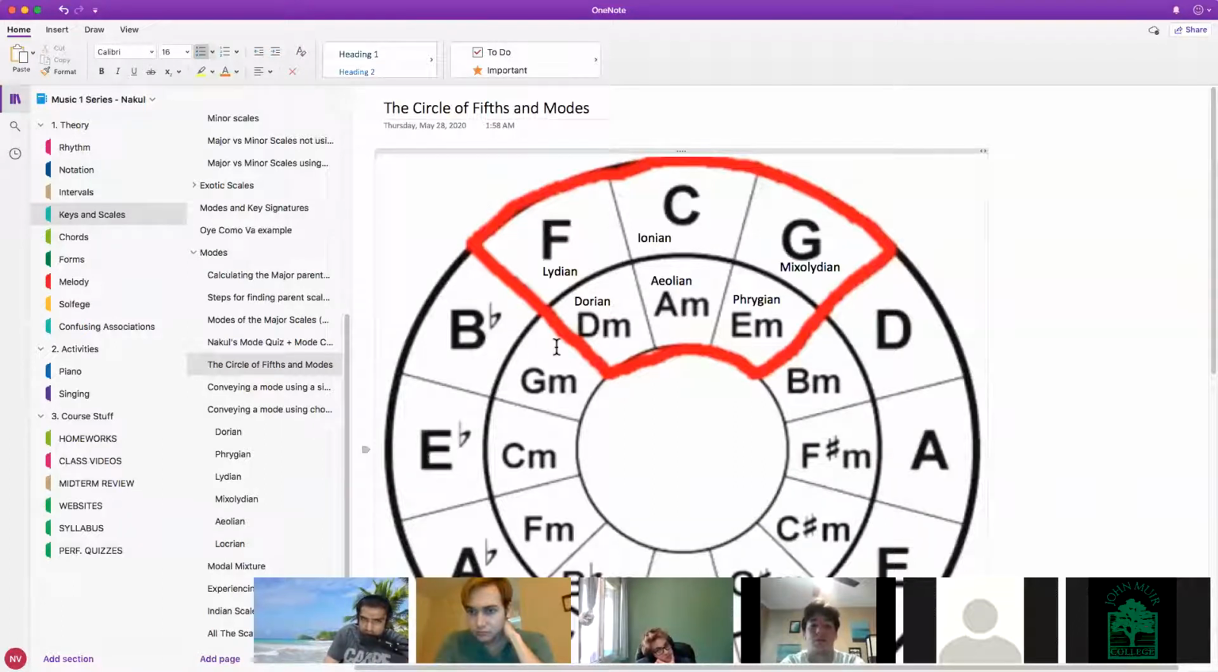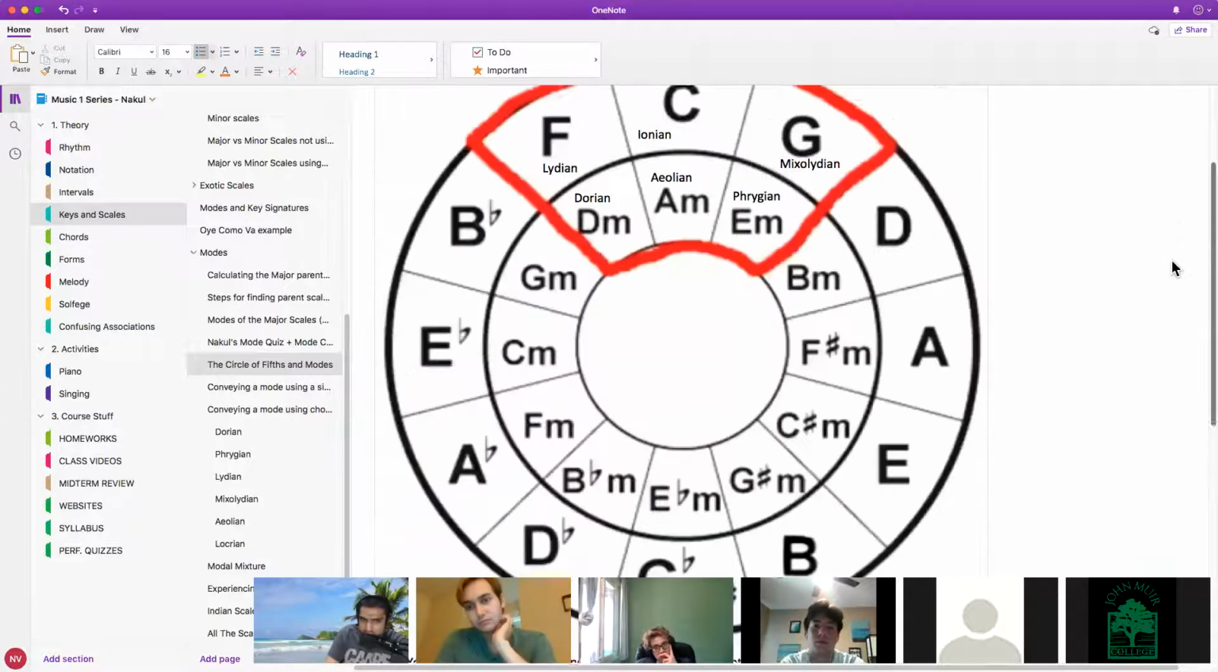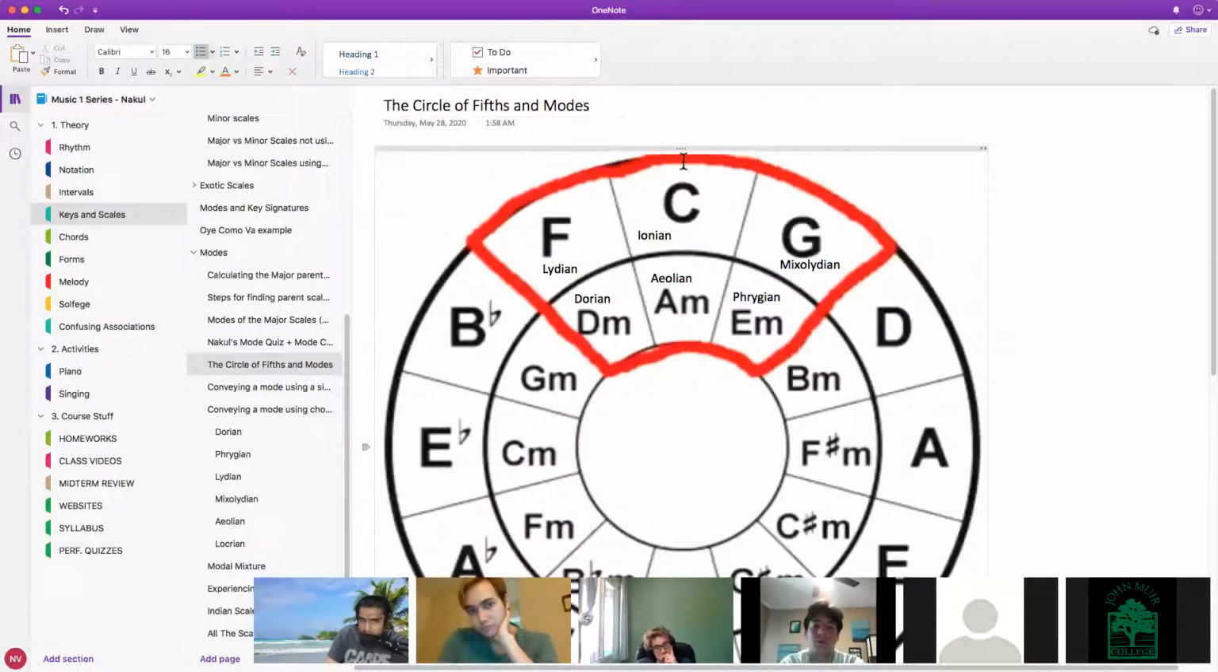Similarly, you could do this segment right here. Let me look at what I wrote. You can visualize the related modes of a major scale by traveling to nearby keys on the circle of fifths. So if you go counterclockwise from C, you'll get to F. How can I explain this? The note F in the key of C major connotes the Lydian mode. The note G in the key of C major connotes the Mixolydian mode.